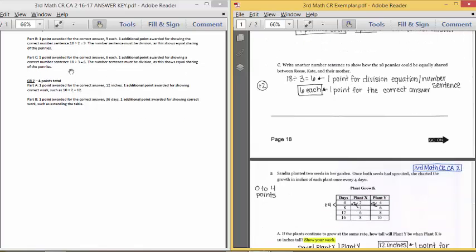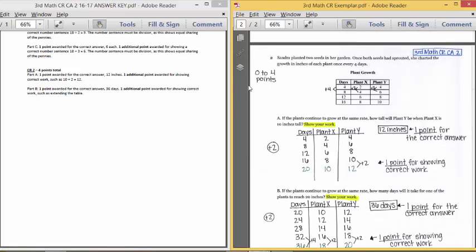For Part C, you'll see on the rubric that they get 1 point awarded for the correct answer and 1 additional point for showing the correct number sentence. The question asks them to write another number sentence to show how 18 pennies would be equally shared between all 3. That we need to write out as 18 divided by 3 equals 6. So 1 point for a division equation and then 1 point for the correct answer, which is 6 each. Again, the number sentence must be division because it must show equal sharing of the pennies among the 3 of them.